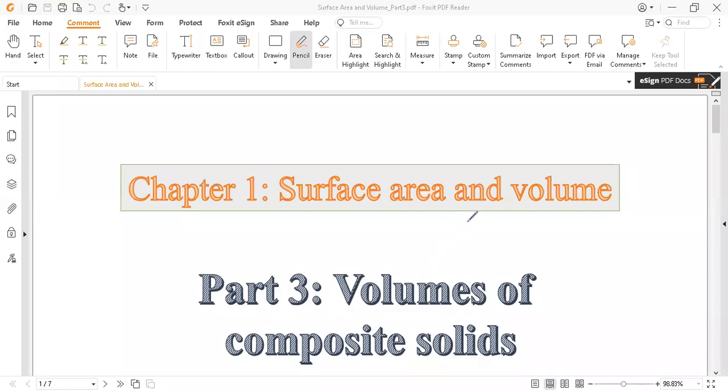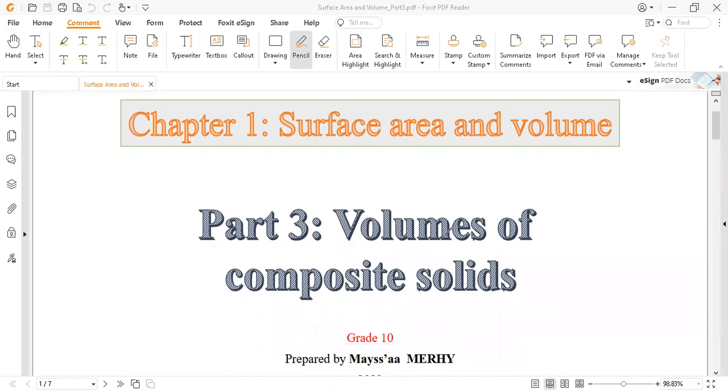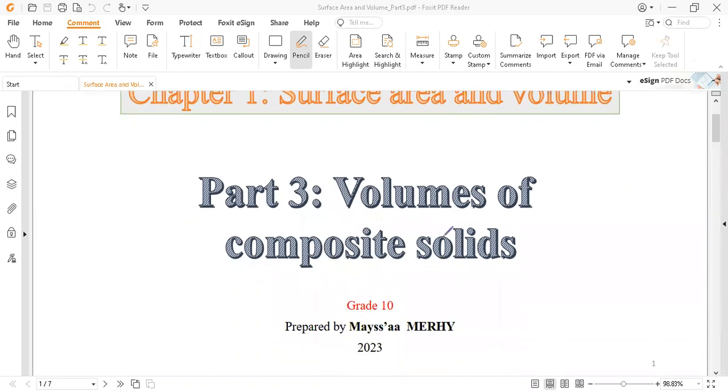Hi everyone. We're still in the chapter entitled Surface Area and Volume. So we are talking about computation and calculation of surface areas and volumes of solids in three-dimensional space. So in this part, we will focus on volumes of composite solids.